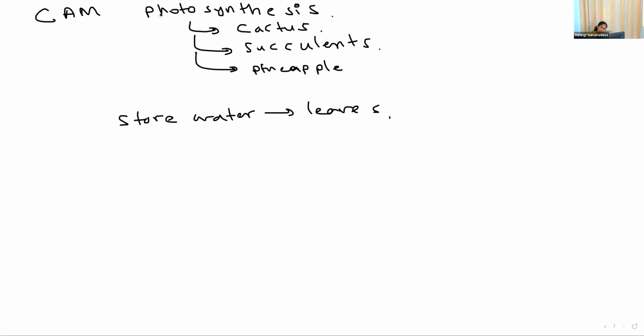So if I ask for CAM plants photosynthesis adaptations, you can see they store water in their leaves, right? Because they are experiencing extreme transpiration or water evaporation. So they must store their excess water somewhere. So they're going to store water as much as they could inside the leaves.